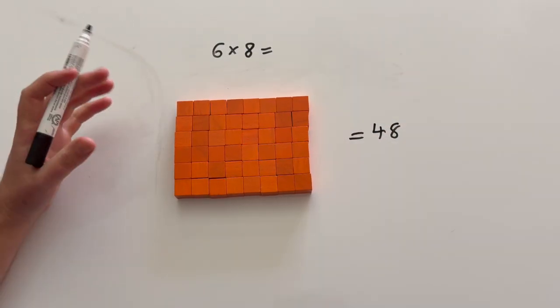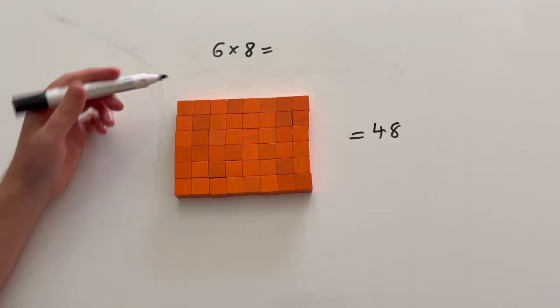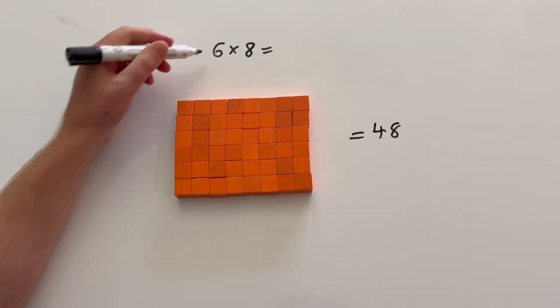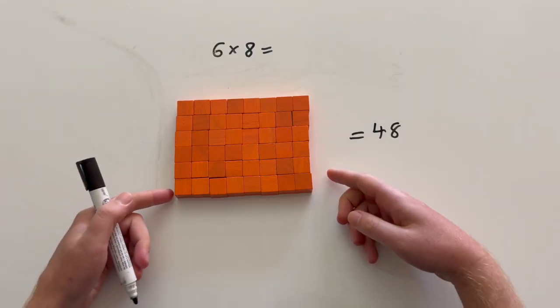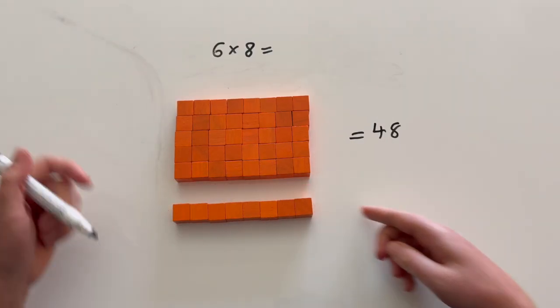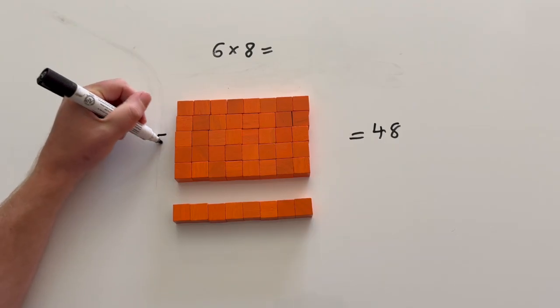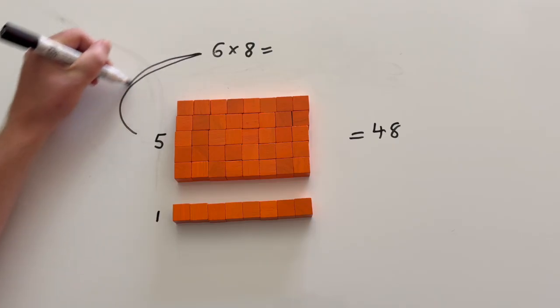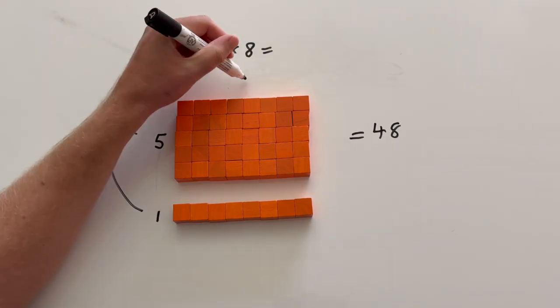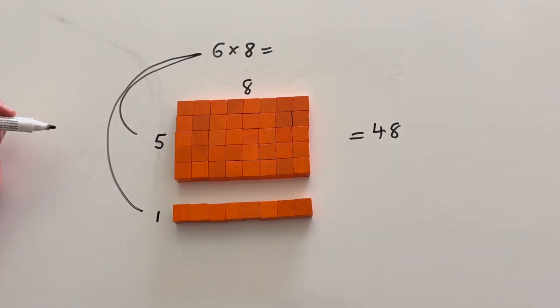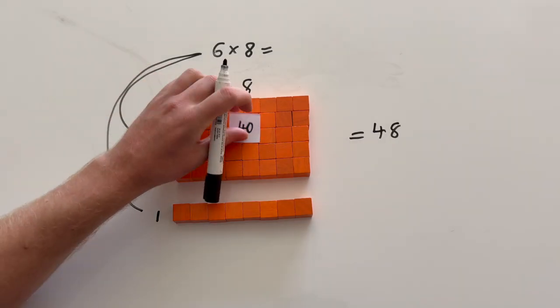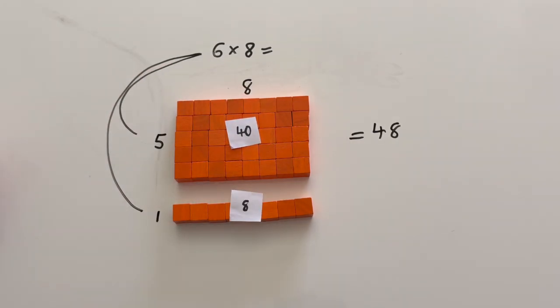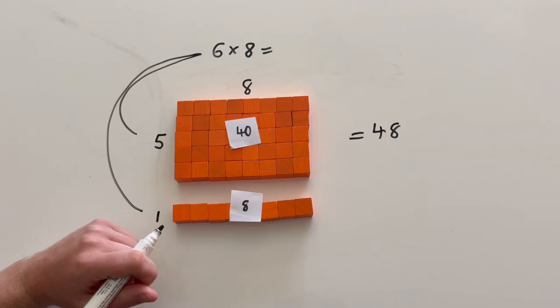But that's not the only way we could solve this. For example, instead of breaking the 8 this time, let's say I wanted to break apart my 6. And let's say I'm good at my 5 times tables. So this time I'm going to break my 6 into a 5 and a 1. I've broken my 6 into 5 and a 1, and I'm going to keep my 8 here. So 5 times 8 is 40, plus another 8, 48 altogether.